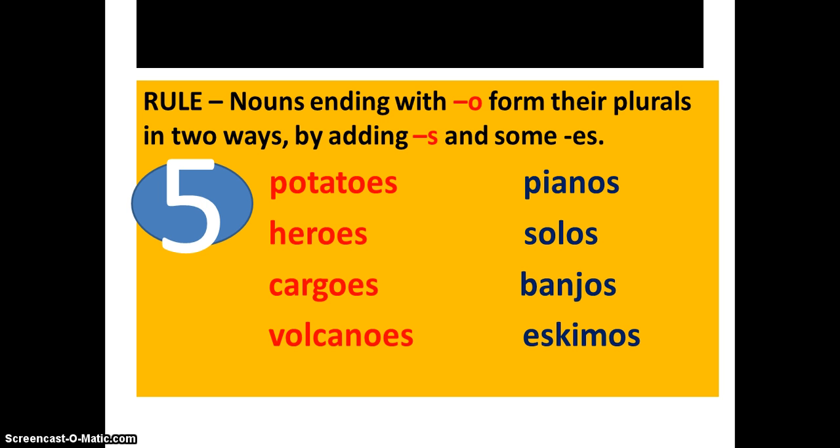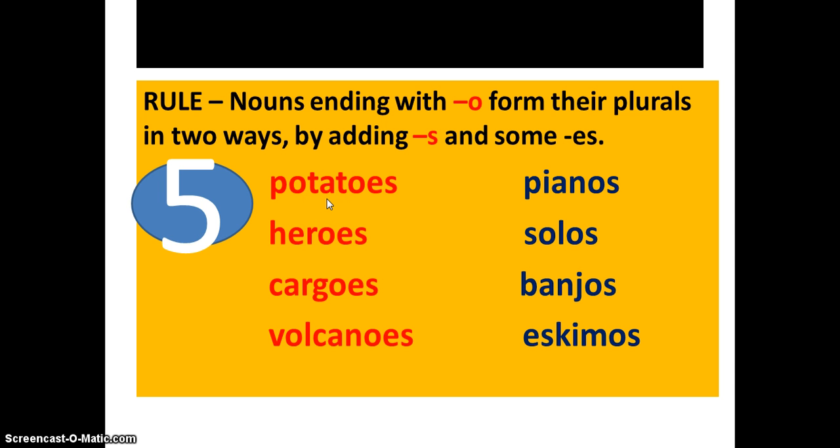Nouns ending with O form their plurals in two ways: by adding S, and to some we add ES. Some nouns already end with O. So how do we make plurals for them? Some of them we add S, some others we add ES. So let's take a look at the examples. Take a look at the table before you. For potato, the plural of potato is potatoes.